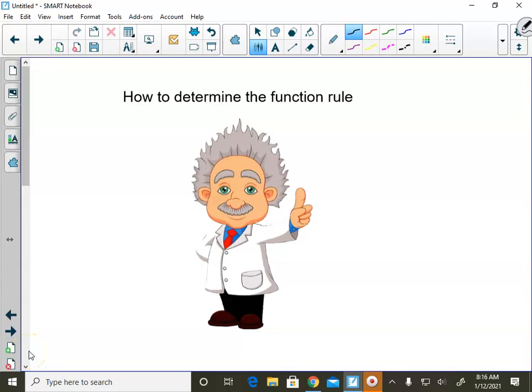Okay, I'm back with another example on how to determine the function rule. Remember, we just did a video on this before, so this is the second video on how to determine the function rule. And let's find another function rule.